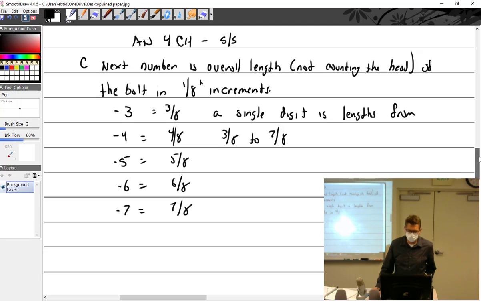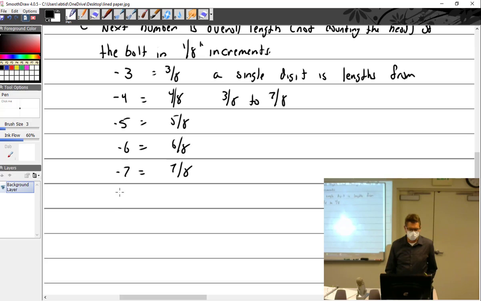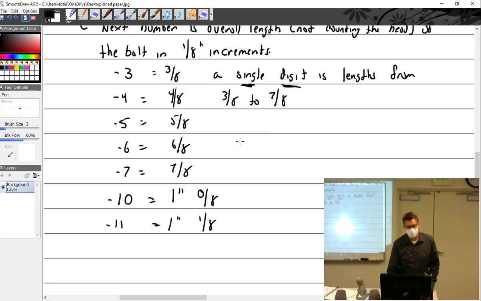So what's going to come after dash 7 for 1 inch? 10, which equals 1 inch 0/8. So we'll have 11, which would be 1 inch 1/8. So you only say 3/8 to 7/8. Does it go below a single digit? No, there's no such thing as dash 2 or dash 1. So dash 10 will be just 1 inch. Dash 10 is 1 inch 0/8.